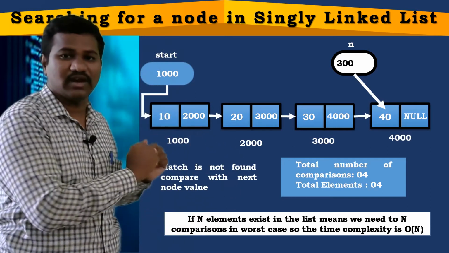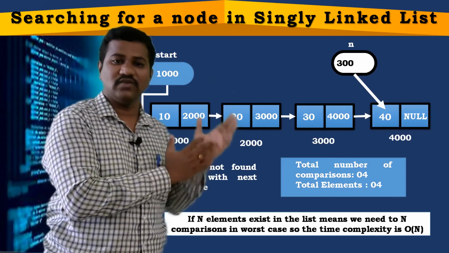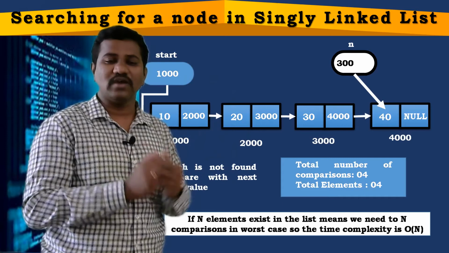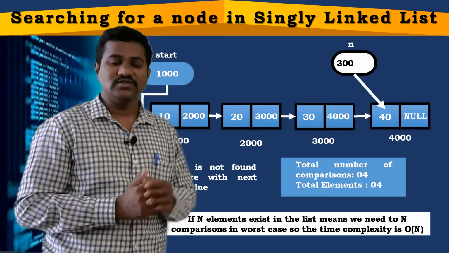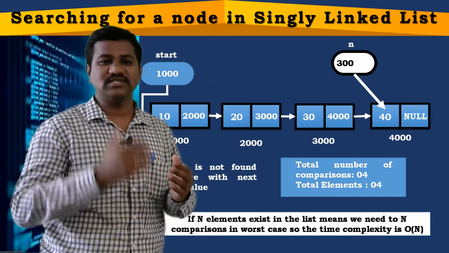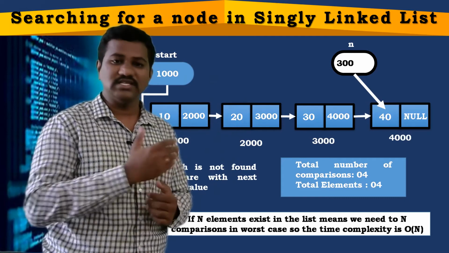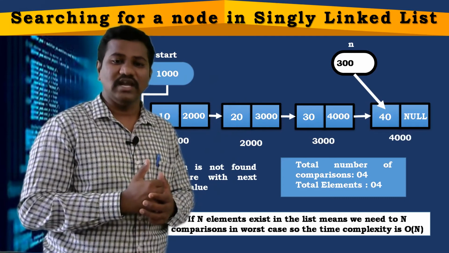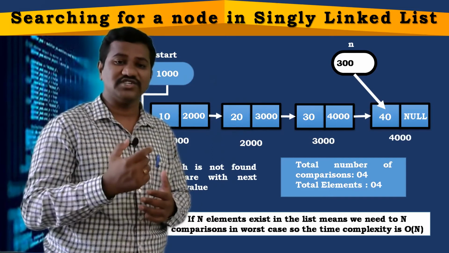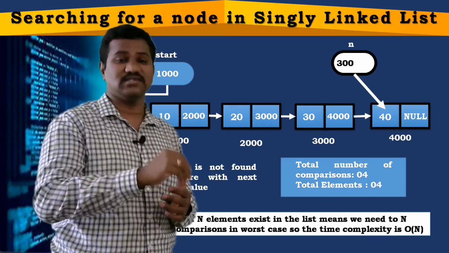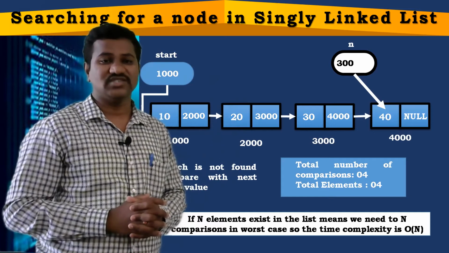This is the best example. Say I would like to search for 300, and 300 is compared to 10, 20, 30, 40. A match is not found. How many comparisons are done? 4 comparisons. How many elements? 4 elements. So 4 comparisons for 4 elements means the time complexity is going to be big O of n, and this is the searching time complexity of a linear data structure. The searching time complexity of a non-linear data structure is going to be less than order of n. That's the reason we go with non-linear data structures.